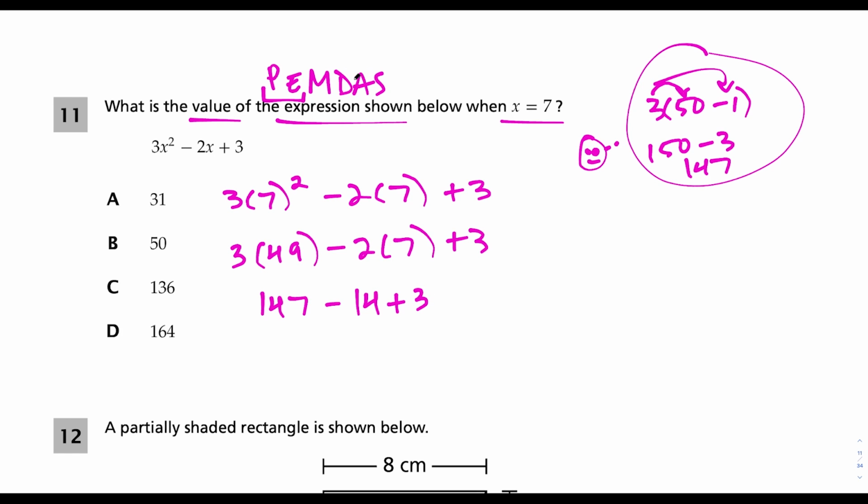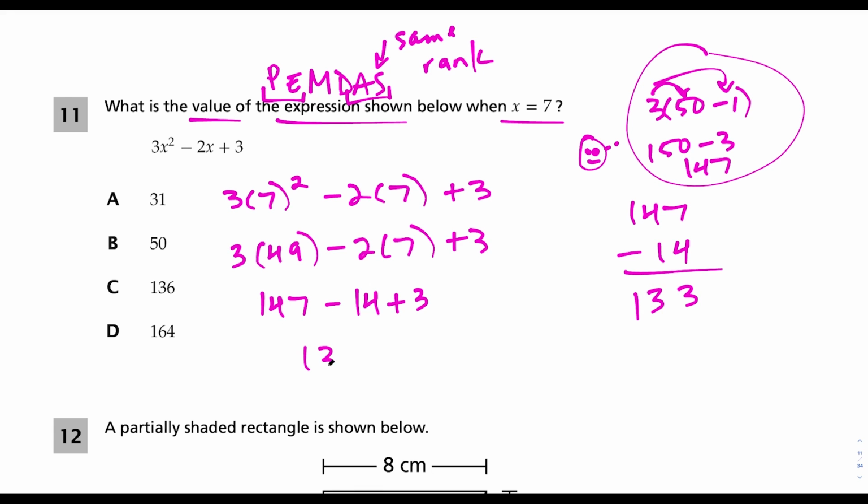Now, this is the part where students get tripped up. They say, oh, addition before subtraction, but just know that these two have the same rank. So when all you have left is addition and subtraction, just go from left to right and you'll get this correct. So what I'll do first is 147 minus 14. And that's going to give me 7 minus 4 is 3, 4 minus 1 is 3. I get 133. And now I just tack on my plus 3 at the end, and 133 plus 3 is 136. Choice C is our answer.